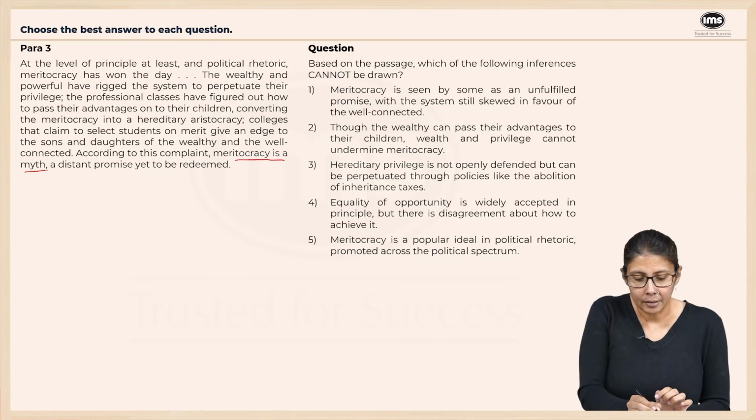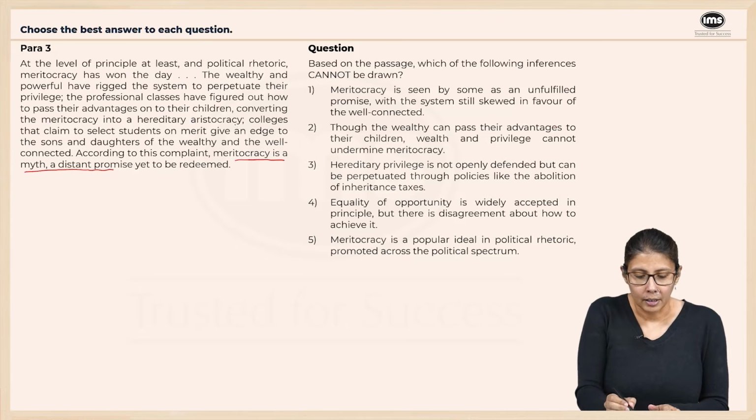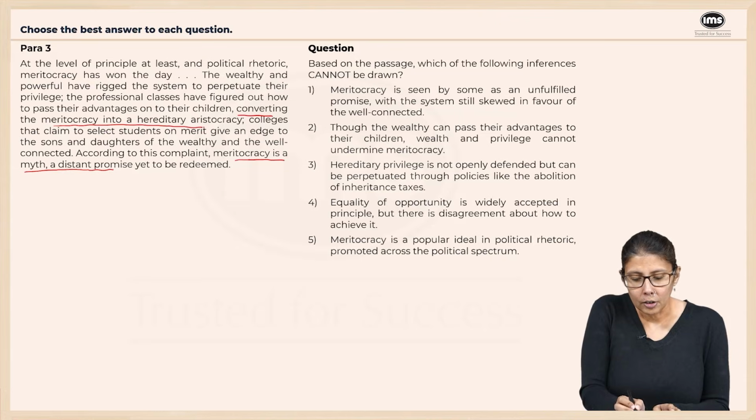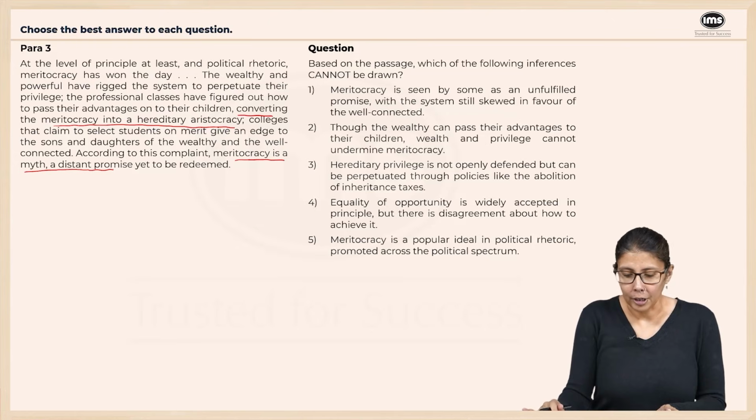Meritocracy is a myth, a distant promise. So that part is supported. The system is still skewed in favor of the well-connected, converting the meritocracy into a hereditary aristocracy. So yes, it still favors the well-connected. So option 1 definitely can be drawn, so that's not our answer.